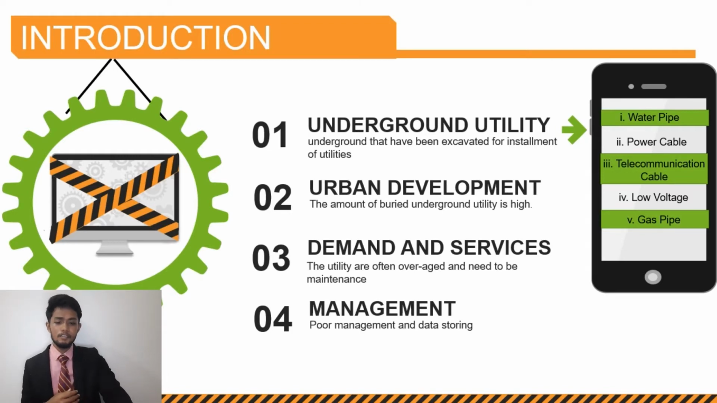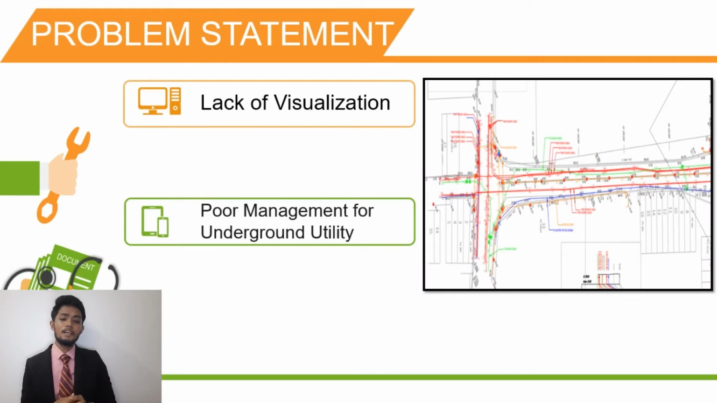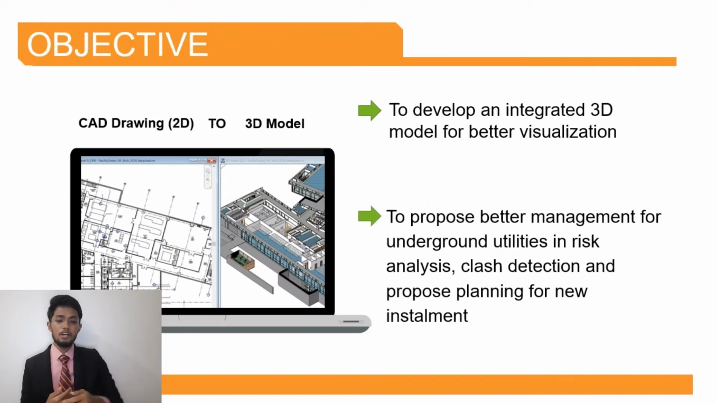So next, for the problem statement. First is the lack of visualization, because 2D CAD drawing has only one view range, which is the plan view. This makes it difficult to identify problems during inspection. Next, the poor management of underground utilities in risk analysis, clash detection, and proposal planning for the new installment of the underground utilities.